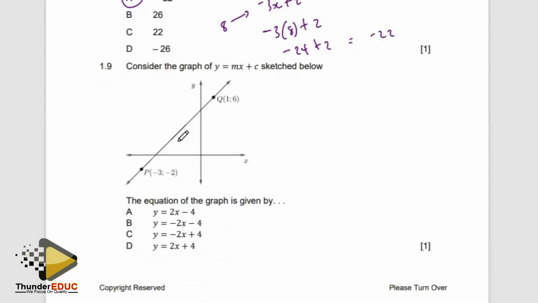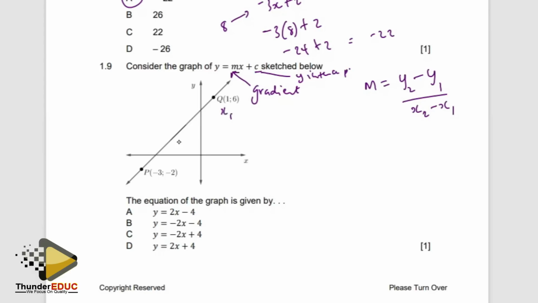1.9, consider the graph y is equal to mx plus c. This is a straight line, but we know that m represents the gradient, and c represents the y-intercept. Since we're dealing with just any two isolated points, we start by getting the gradient, which is change in y over change in x. Okay, so y2 minus y1 over x2 minus x1.